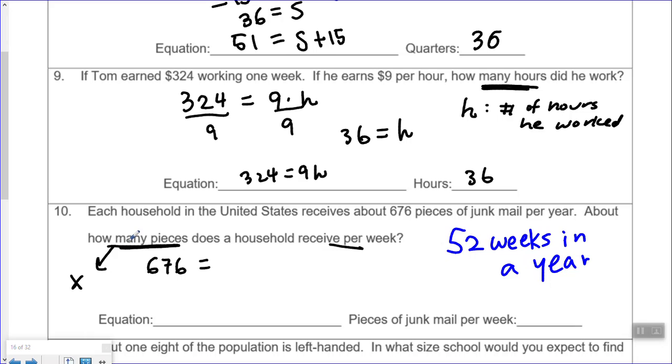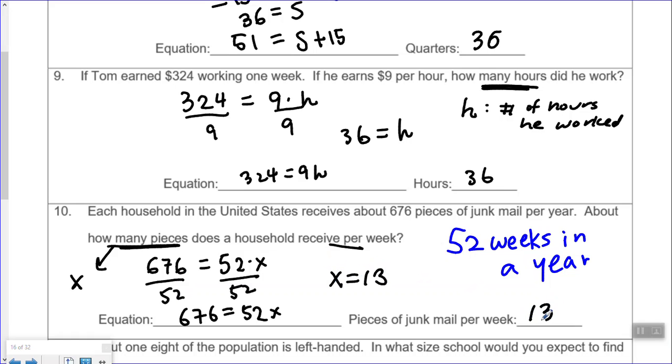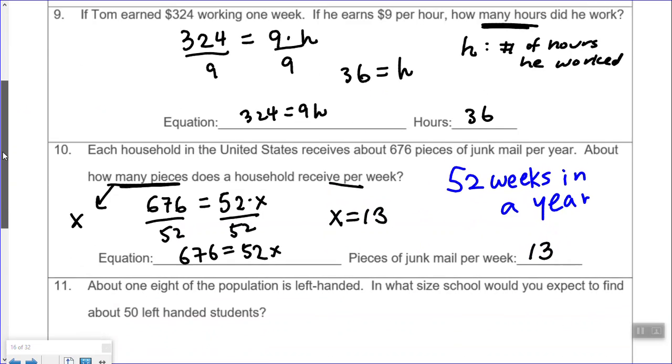So X is the number of pieces a household receives per week, okay? And there are 52 weeks. So you multiply 52 times X. So that's the equation. And divide both sides by 52. So 676 divided by 52. Put it in your calculator. X equals 13. So each household receives 13 junk mails per week.